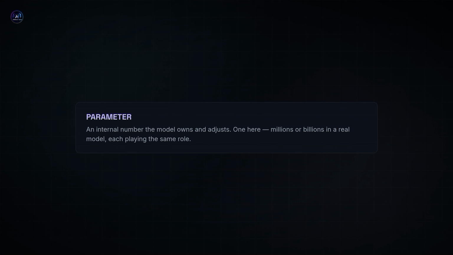A parameter is an internal number the model owns and adjusts. In our example, exactly 1. In a real model, there can be millions or billions of them, but each one plays the exact same role. Loss is a single number that measures how wrong the current parameters are. No loss number, no way to know which direction to adjust, and no training at all.